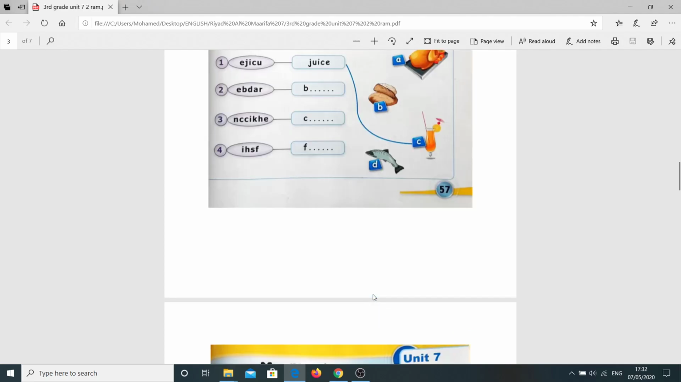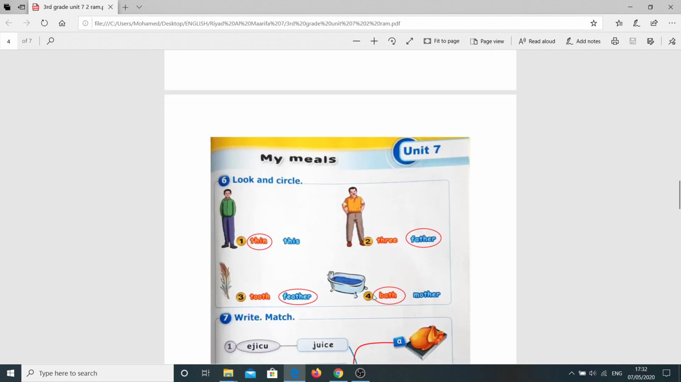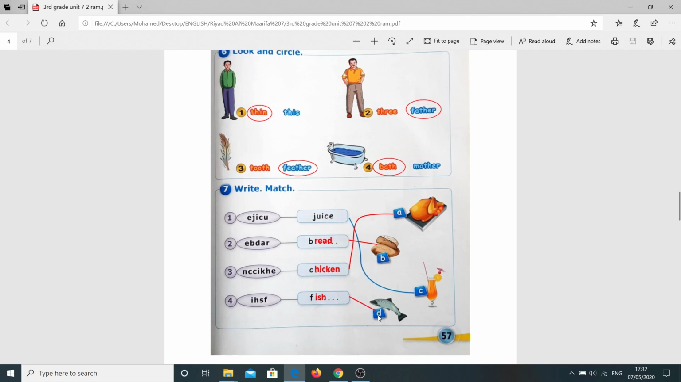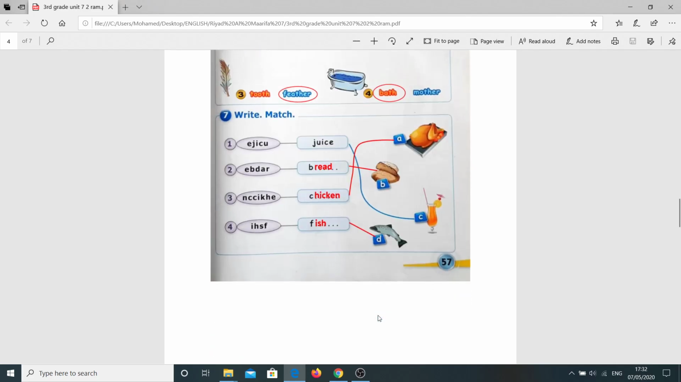Check the answers together. Look, number 1, juice. Picture C. Number 2, bread. Picture D. Number 3, chicken. Picture A. And number 4, fish. Picture D. Very good job, everyone. Excellent job.